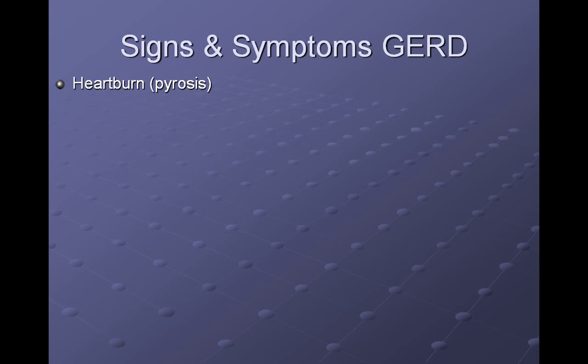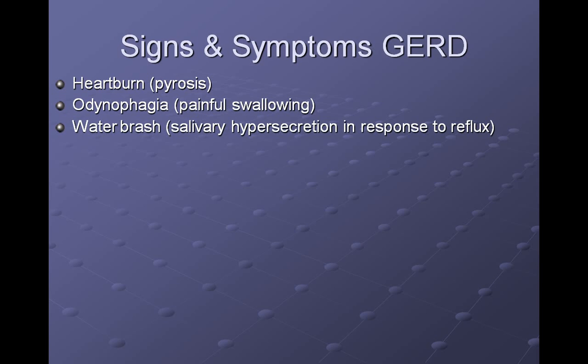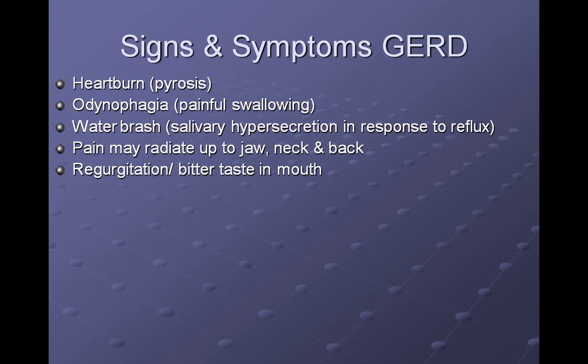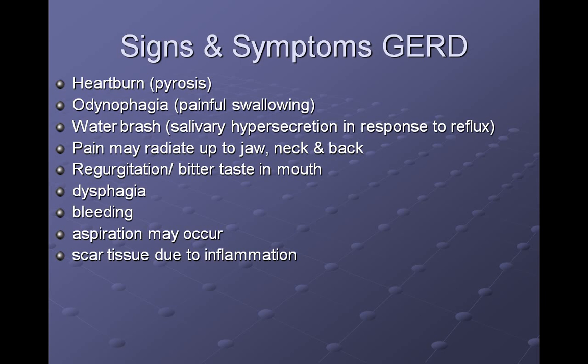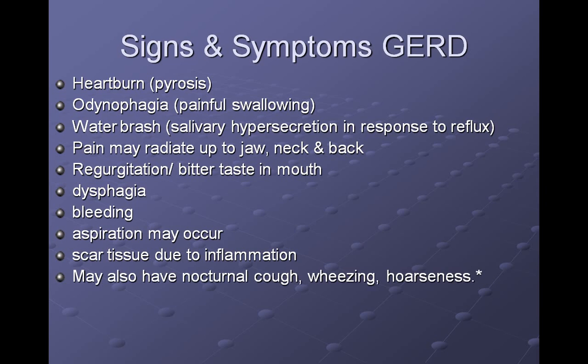Signs and symptoms: heartburn, painful swallowing, water brash or salivary hypersecretion in response to reflux. Pain may radiate up to the jaw, neck, and back. Regurgitation, which leads to a bitter taste in the mouth. Dysphagia, bleeding, aspiration can occur, scar tissue due to inflammation, and they may have nocturnal cough, weakness, and hoarseness.